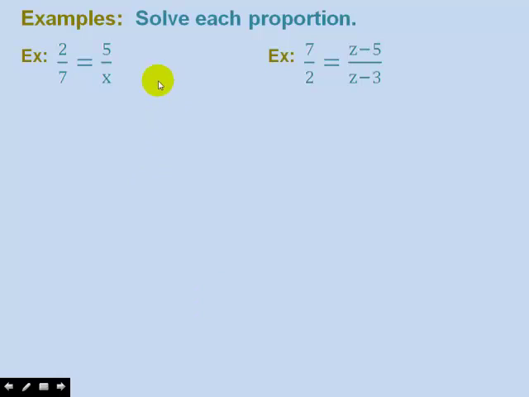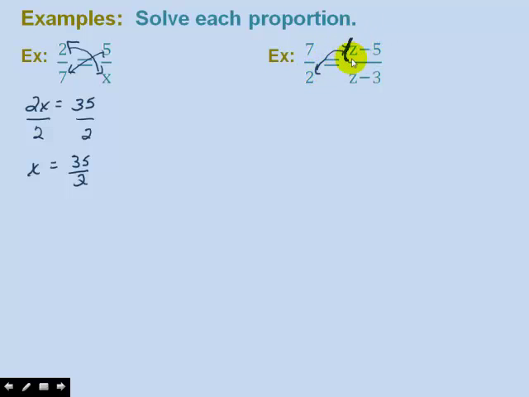Let's do a couple of examples. So in these, we're saying that these are proportions just because each one has one rational expression on each side of the equation. And we're going to use that cross multiplication method to solve these. So in this one, we're going to have the 2 times the x and the 7 times the 5, and we'll set those equal to each other. That gives us 2x equals 7 times 5, which is 35. If we're trying to solve this for x, then we're going to divide both sides by 2. So we end up with x equals 35 halves.